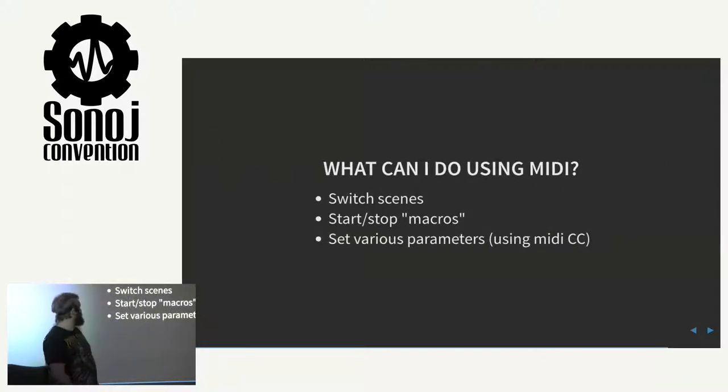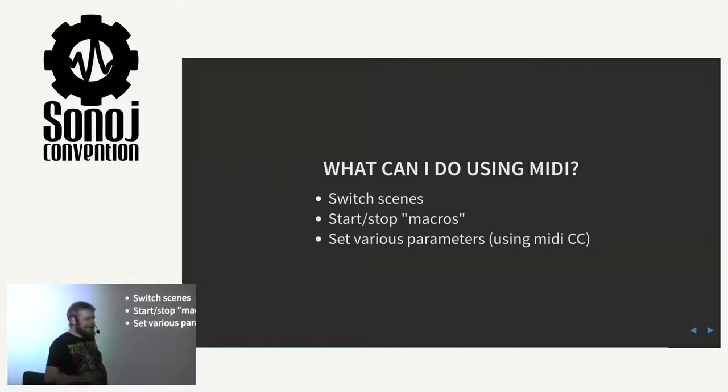And what it can do using MIDI is more limited than using QLC by hand, but still it can switch scenes. I mean, a scene is something like when you have all lights set to red, it can be called a scene. It can start and stop some macros. I will show you what that means, and it can set some parameters, so you can control, for example, intensity right through MIDI. You will send some MIDI message, and the light will be set like in that MIDI message.